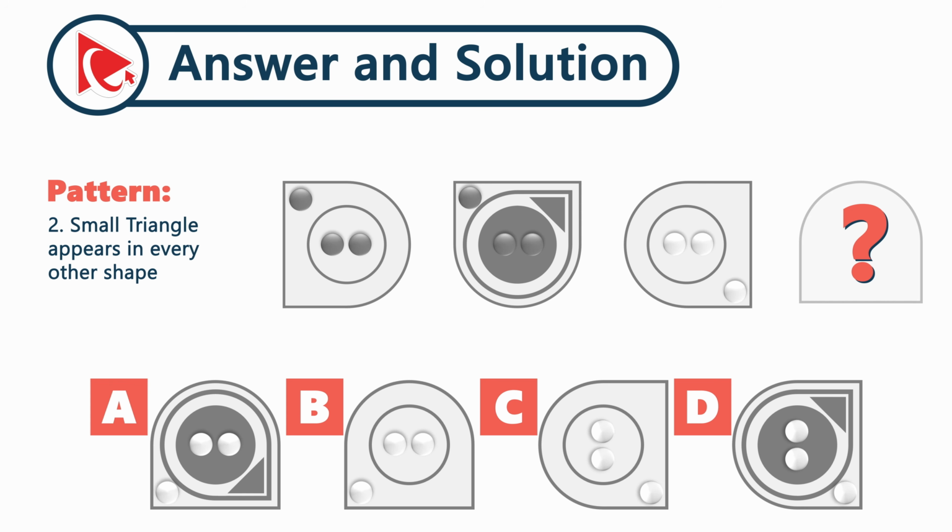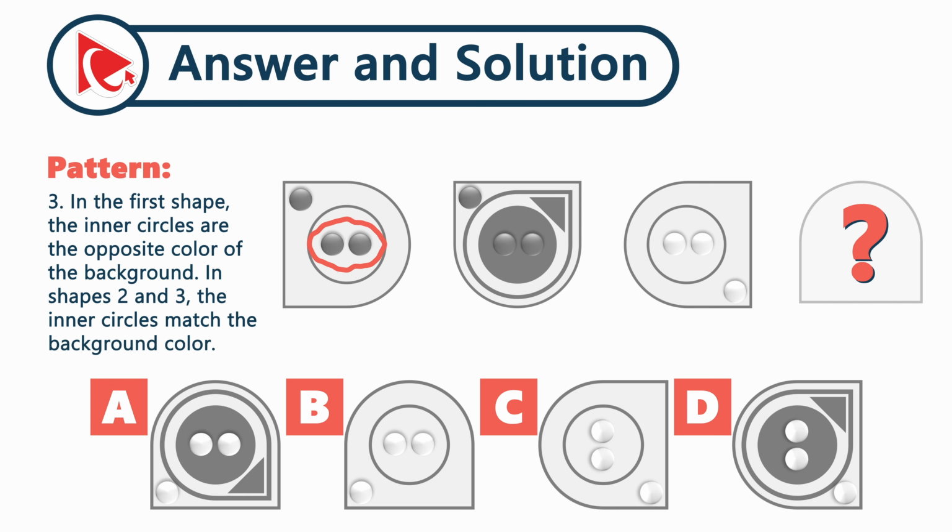Before revealing it to you though, let me give you 2 other patterns that are present in this question. Take a close look at the 2 small inner circles that are present in each shape. In the first shape, the inner circles are the opposite color of the background. In shapes 2 and 3, the inner circles match the background color, which would mean that the color of the inner circles will be opposite color to the background in the target shape.